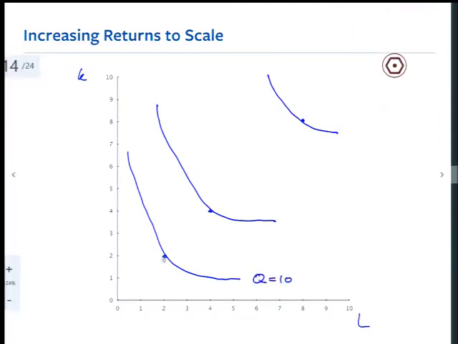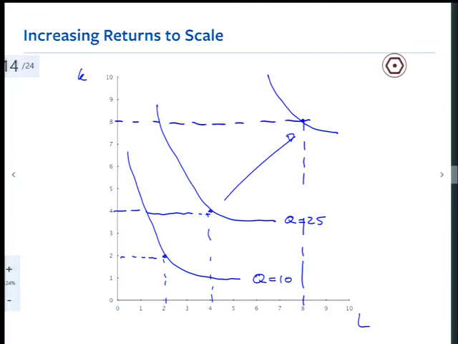So here, I go from using 2 units of each input to 4 units of each input. I double inputs. This is increasing returns to scale. I more than double output. I don't know exactly how much this has to be, but it has to be more than twice what I did at 2, 2. Then if again I double both inputs, I go from 4, 4 to 8, 8, I have to more than double output, right? I go from 25 to something more than 50.